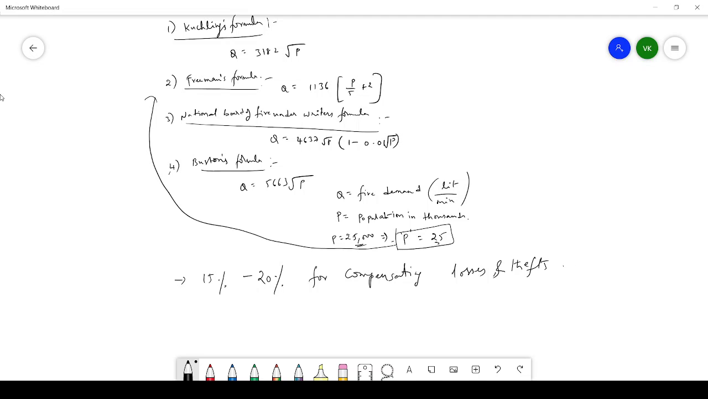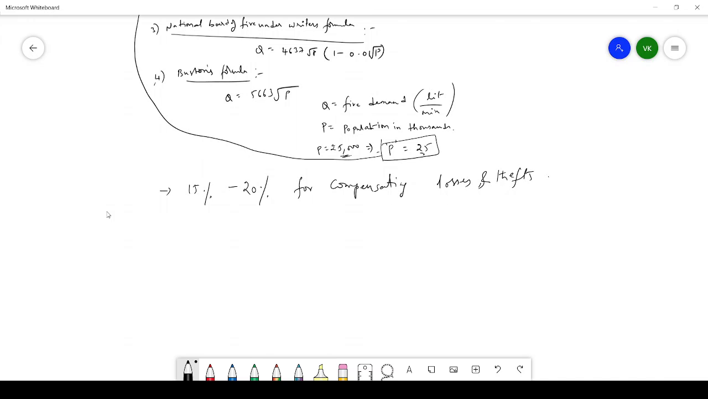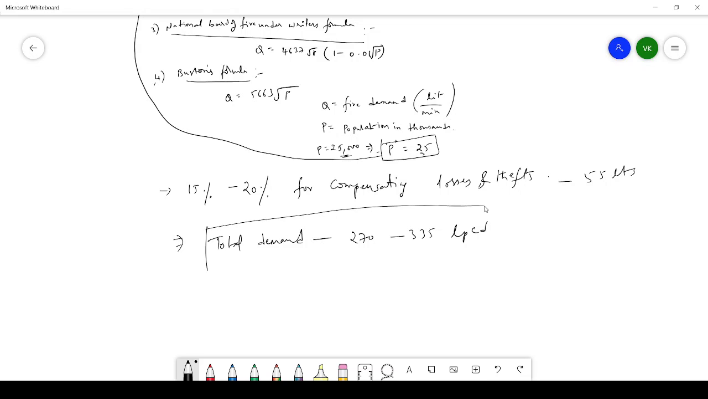Definitely our supply system will have some leakages. At the same time, a few people might be stealing the water. To compensate for those things, you have to supply 15 to 20% extra, generally 55 liters. After adding all those demands: domestic demand, industrial, institutional, fire demand, public use, and the losses, you are going to get the total demand. The total demand of water will range from 270 to 335 LPCD. This is the amount of water per person you have to supply in a city.